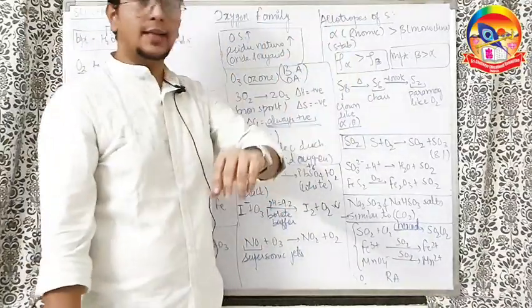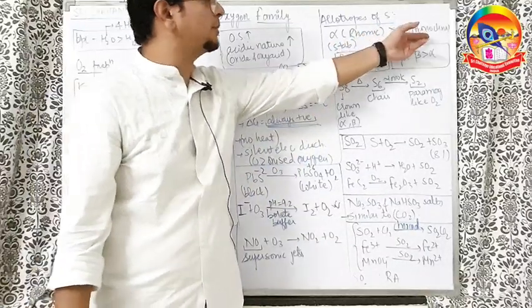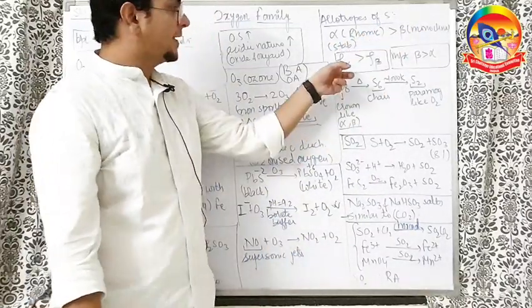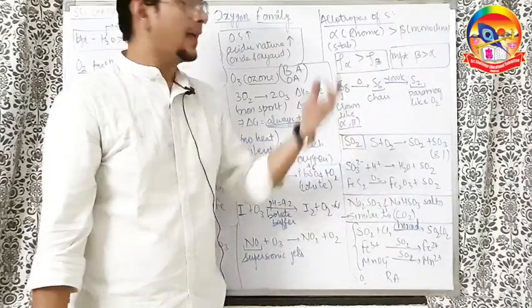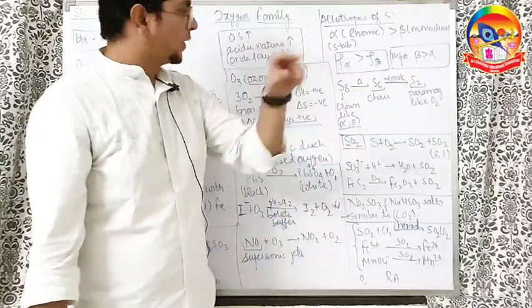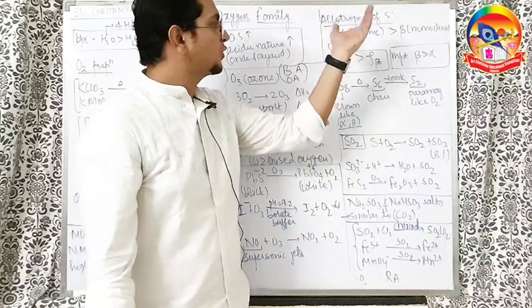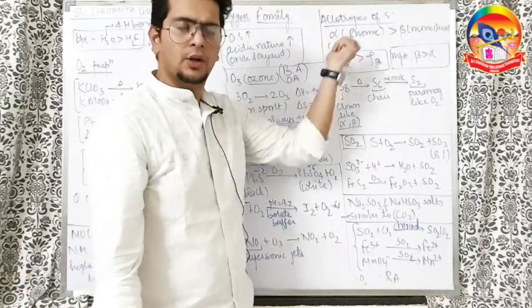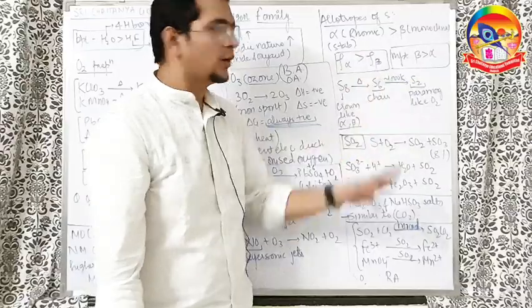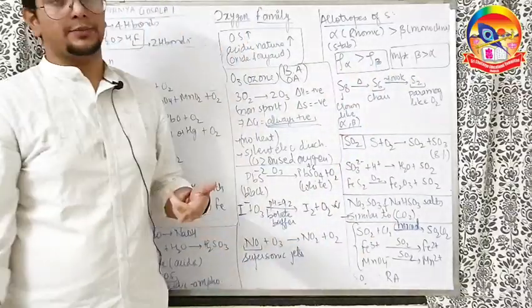But what is the major thing that comes? Rhombic sulfur is more stable than monoclinic sulfur. One thing, density of rhombic is more than monoclinic, and melting point is opposite. So just remember one of them. You can remember stability: alpha more than beta, rhombic more than monoclinic, same order for density, and melting point in the opposite order.